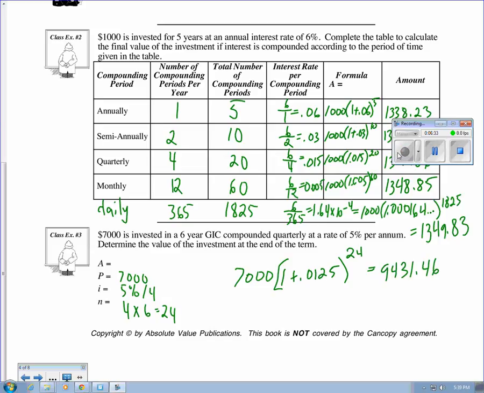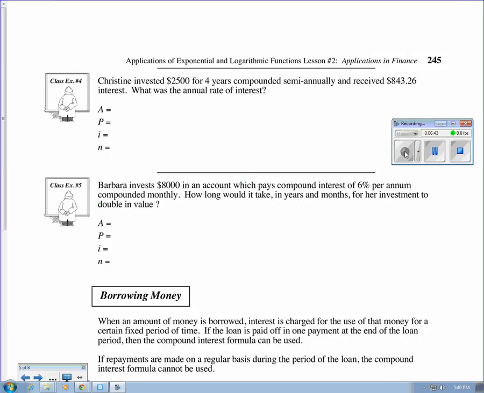So hopefully this is a familiar problem-solving method. We've got a couple more to solve, so let's turn the page over. It's interesting to solve for something other than the amount. So in example 4, we're looking for the annual rate of interest. And in example 5, we're looking for how long it would take. So 2 different types of calculations. I'm going to set up what I know, and then we'll look at plugging into the formula.